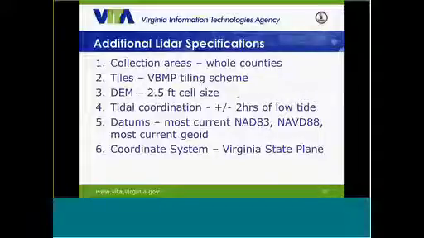We like the data delivered in the VBMP tiling scheme. The DEM we like to have in a 2.5-foot cell size. If there are tidal areas in the project, we want it coordinated with the tides to be within 2 hours of low tide. We want the most current datum of North American Datum 83 and the North American Vertical Datum of 88 with the most current geoid. And the coordinate system we like delivered in Virginia State Plane, whichever zone, north or south, is appropriate for the project.